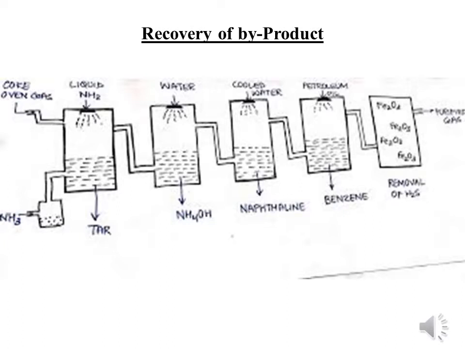The remaining gas passes through the next tower. Here, a purifier will be packed in this tower with moist Fe2O3. Here, hydrogen sulfide is retained. The final gas coming out is known as coal gas, which is used as a gaseous fuel.